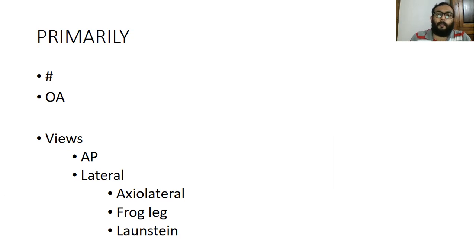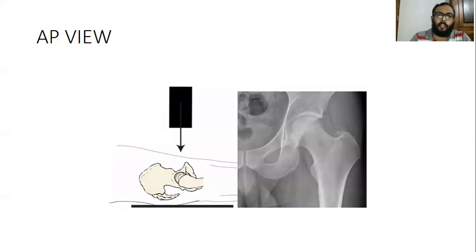The AP view includes the pelvis AP view, which means it includes both hips. Then lateral is divided into axiolateral, frog-leg view and Lauenstein view. The axiolateral view is more commonly indicated in injury settings and the frog-leg view in pathological conditions. Frog-leg view should be avoided in injury as it causes more pain and discomfort to the patient, and there may be a chance of further displacement of the injury. Mainly it is fracture and also luxation.